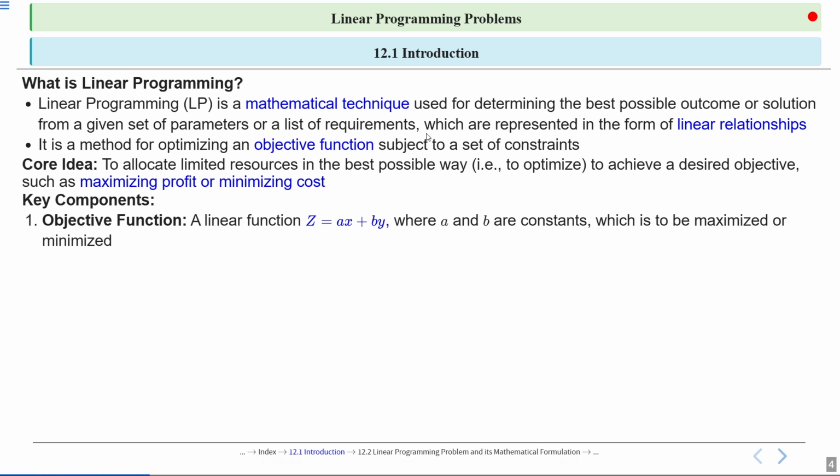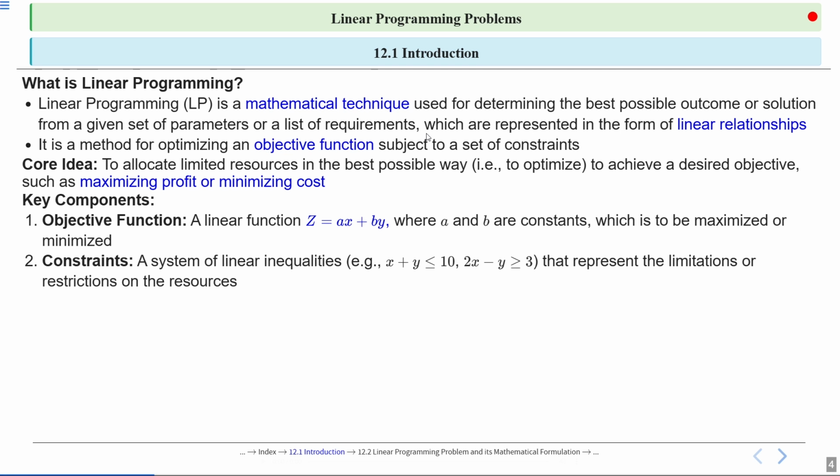So first we will discuss about objective function. So what is objective function? So the objective function is a linear equation like z equals ax plus by, where a and b are constants. Okay, and it represents the quantity we want to maximize or minimize in a linear programming problem. And then we will discuss constraints.